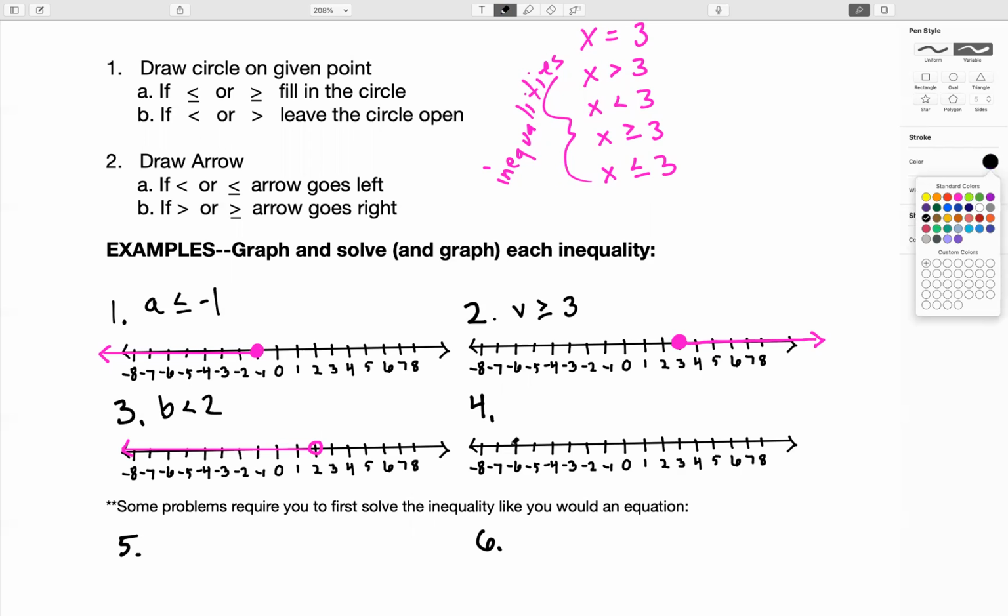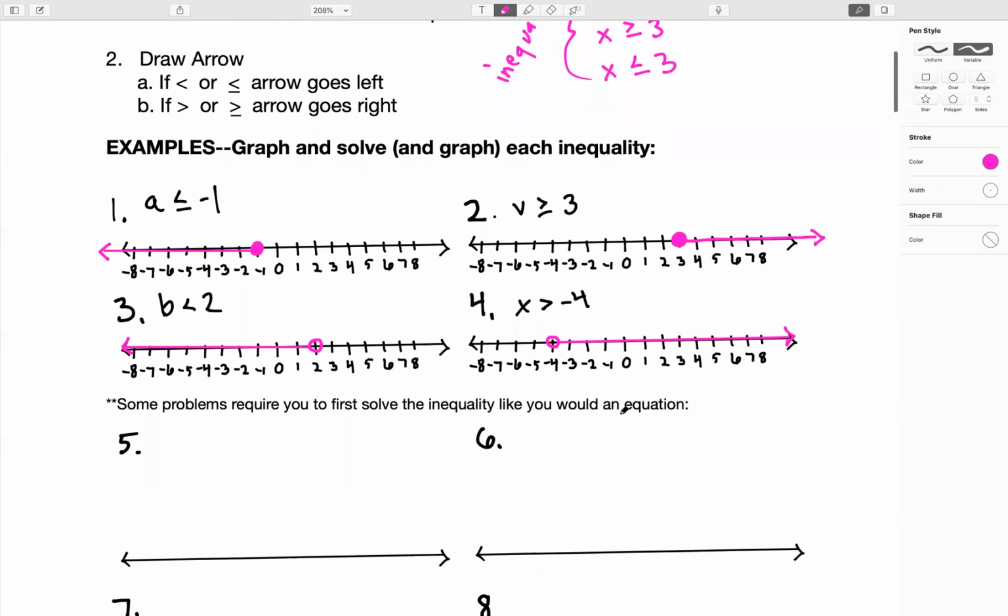Okay. Number 4, x is greater than -4. So we have a greater than, no equals. So that means our circle is going to be open at -4. And since x is everything greater than -4, but not including it, we're going to draw our arrow to the right. Everything greater than -4, all the way to positive infinity.